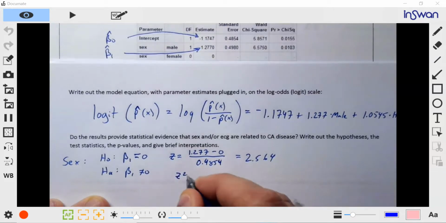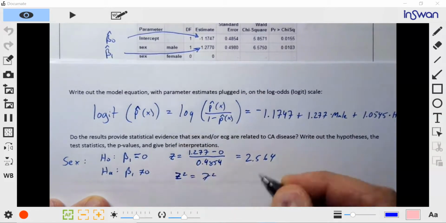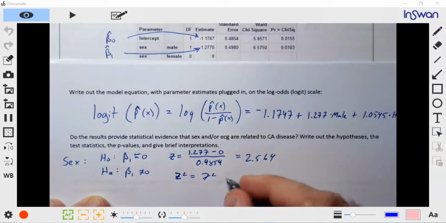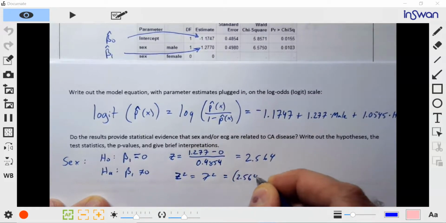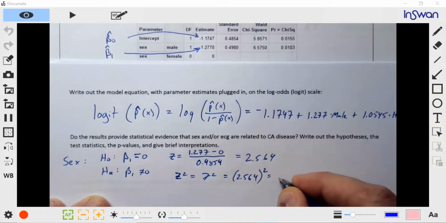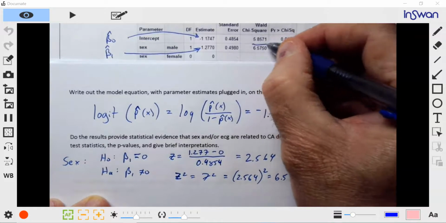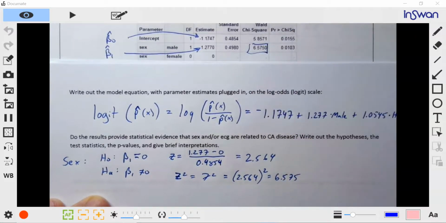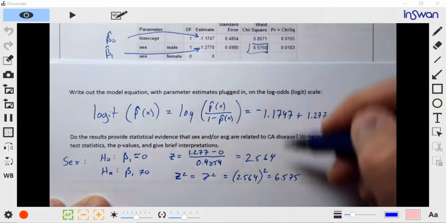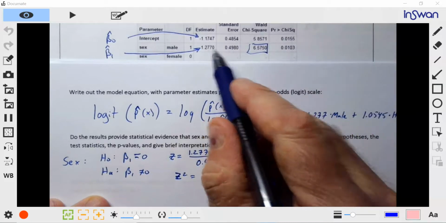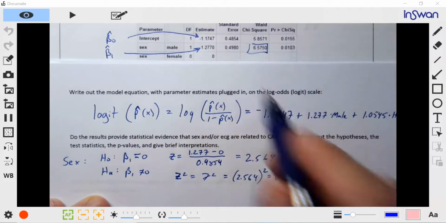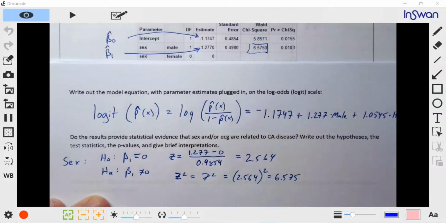But z squared is equal to the chi-squared in this case. So if we square 2.564, we get 6.575, which is exactly what we get for the chi-squared statistic here. So that's where that's coming from. It's just this divided by this squared, or the whole thing squared, and that's what you get.